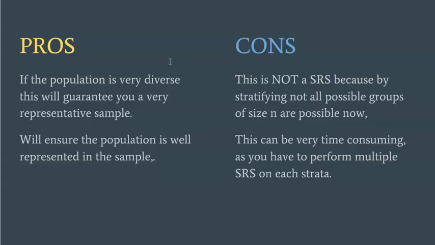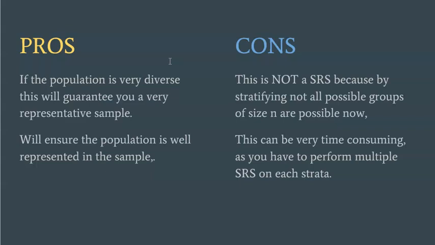It will ensure the population is well represented. Now, some cons of this: first, it can be very, very time consuming. You have to go to each group. If you have 5 groups, you have to essentially do a simple random sample 5 times. You got to give out numbers to everybody in the girl group. Then you got to give out numbers to everybody in the boy group. And then you got to get some numbers to pick. I mean, it does take a large amount of time.